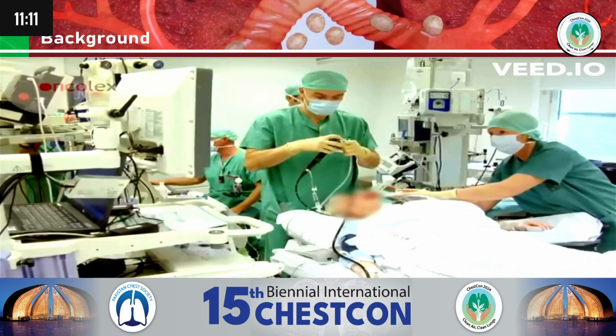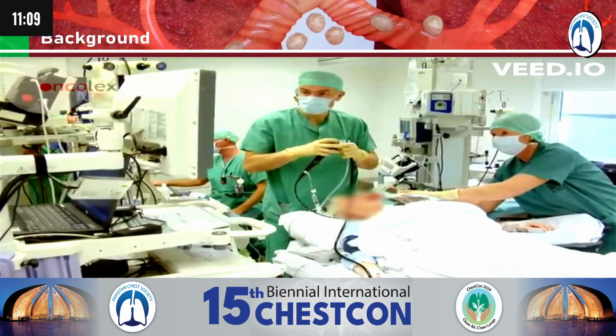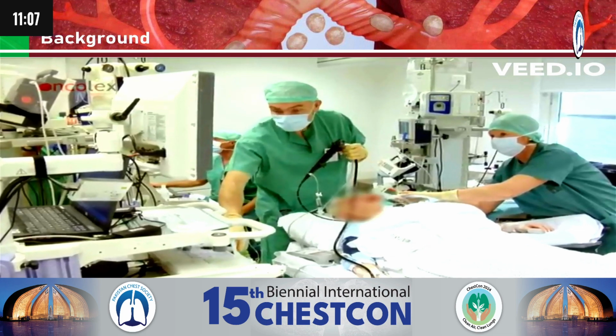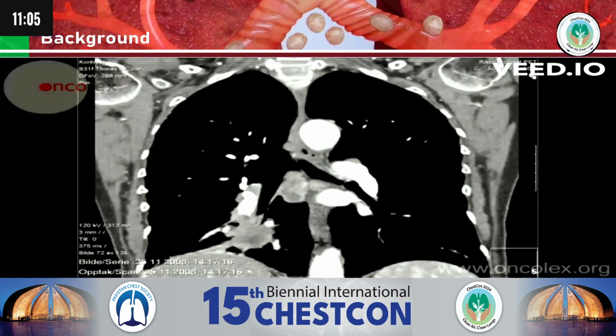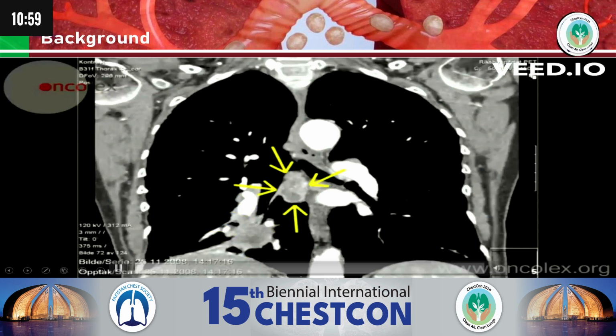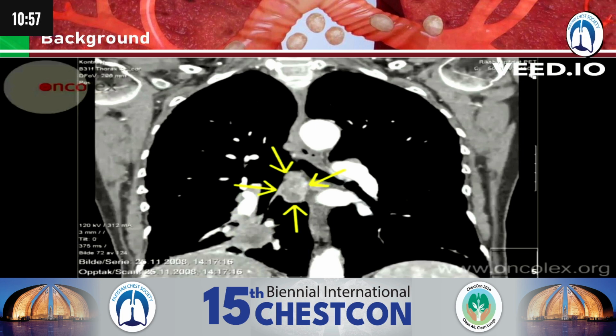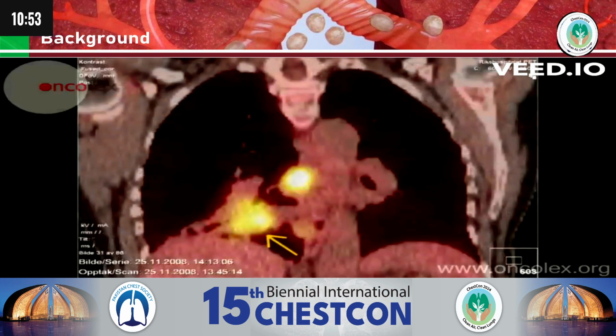This is a video of an endobronchial ultrasound. I will show a video of the procedure. The patient has a primary lung tumor. A lymph node in the mediastinum is to be examined for metastases. Both the tumor and lymph node show high uptake on the PET CT scan.